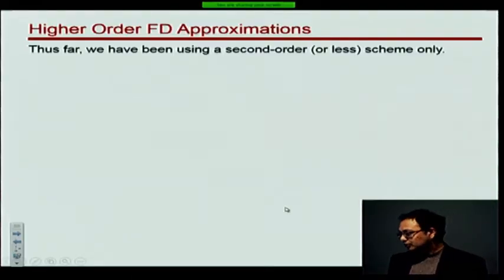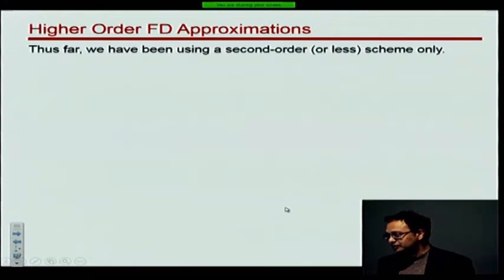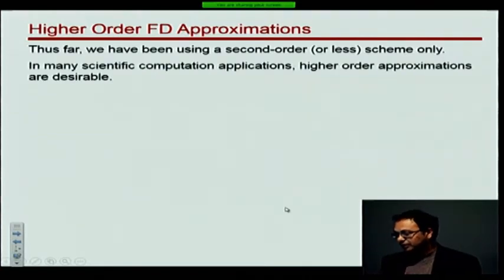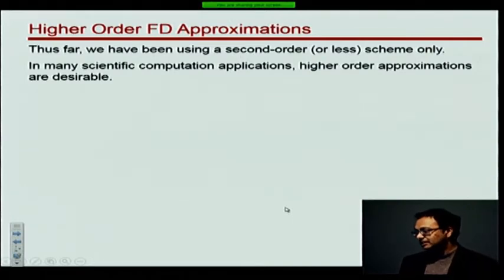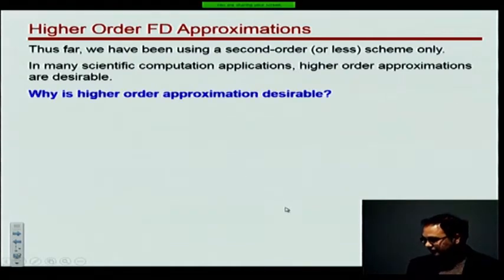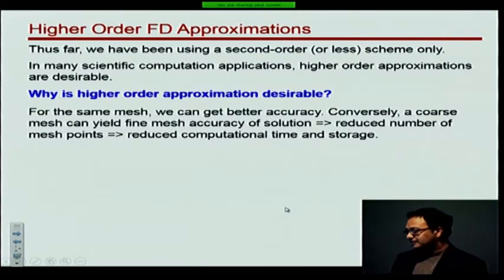Okay, so you all know this. We've been using second order central difference pretty much all the way for all the problems that we've solved so far. But sometimes in many scientific applications, we do desire to have higher order approximations. And that desire stems from two issues.